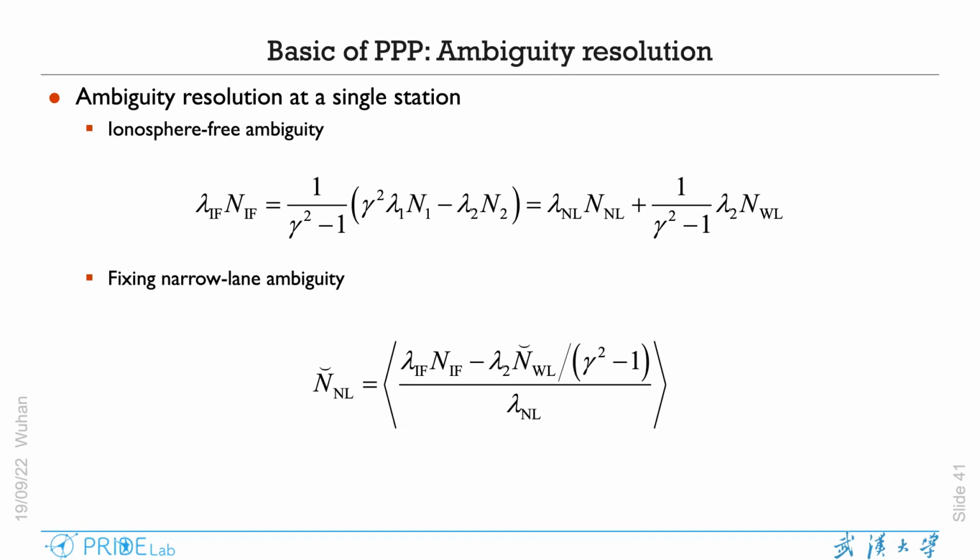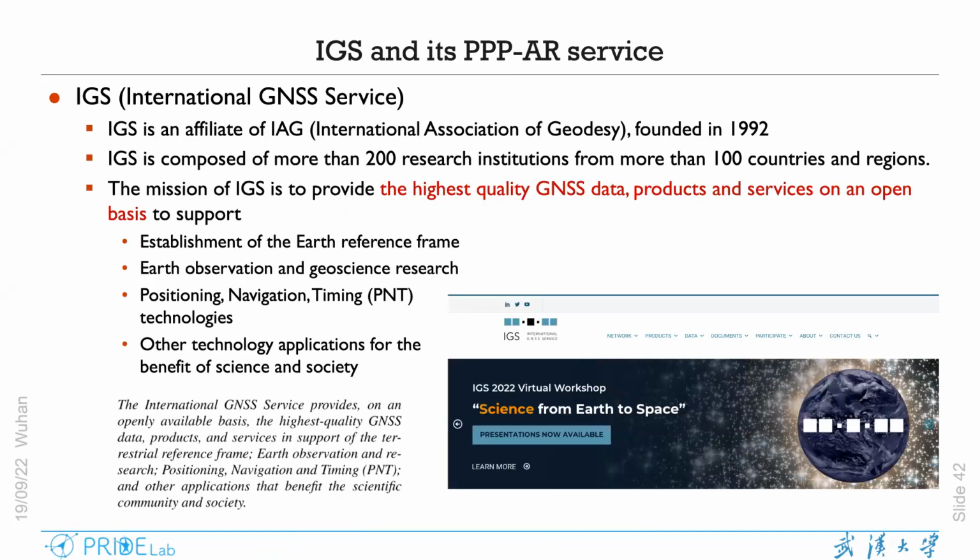All right, now in the final part, I'm going to introduce the International GNSS Service and its PPP-AR, or phase bias service. The IGS is one of the most successful organizations affiliated to the International Association of Geodesy. It was founded in 1992 because at that time we had almost the full constellation of GPS, and people found that the GPS constellation can provide very precise positioning results on the global scale, and this can be used to monitor global crustal deformation.